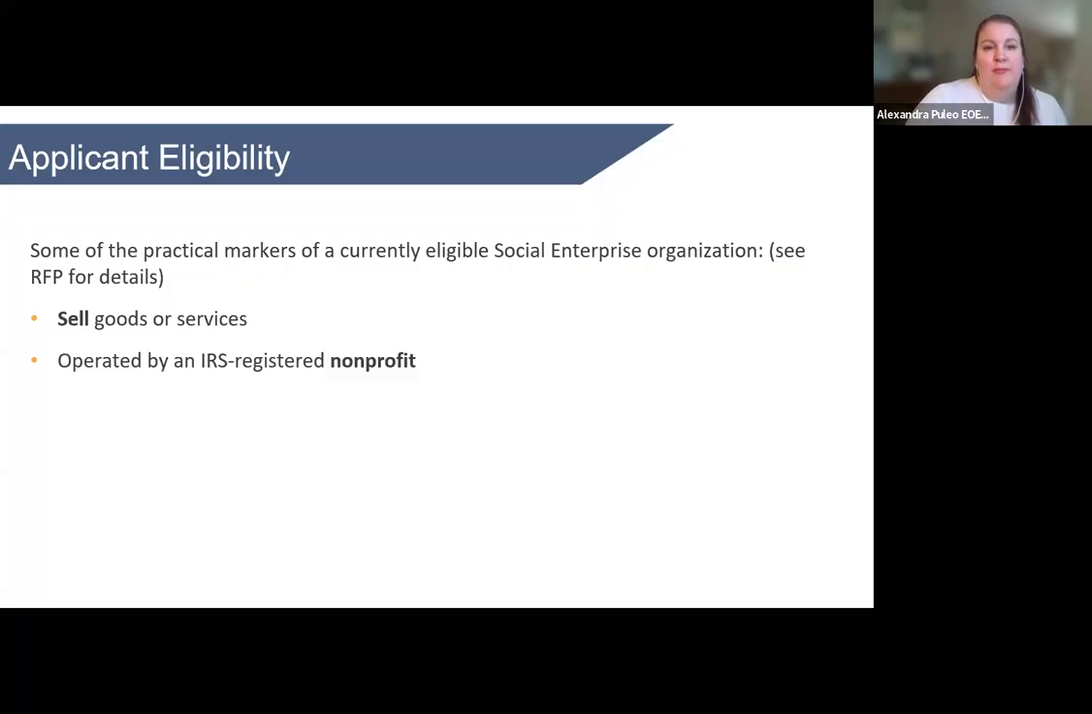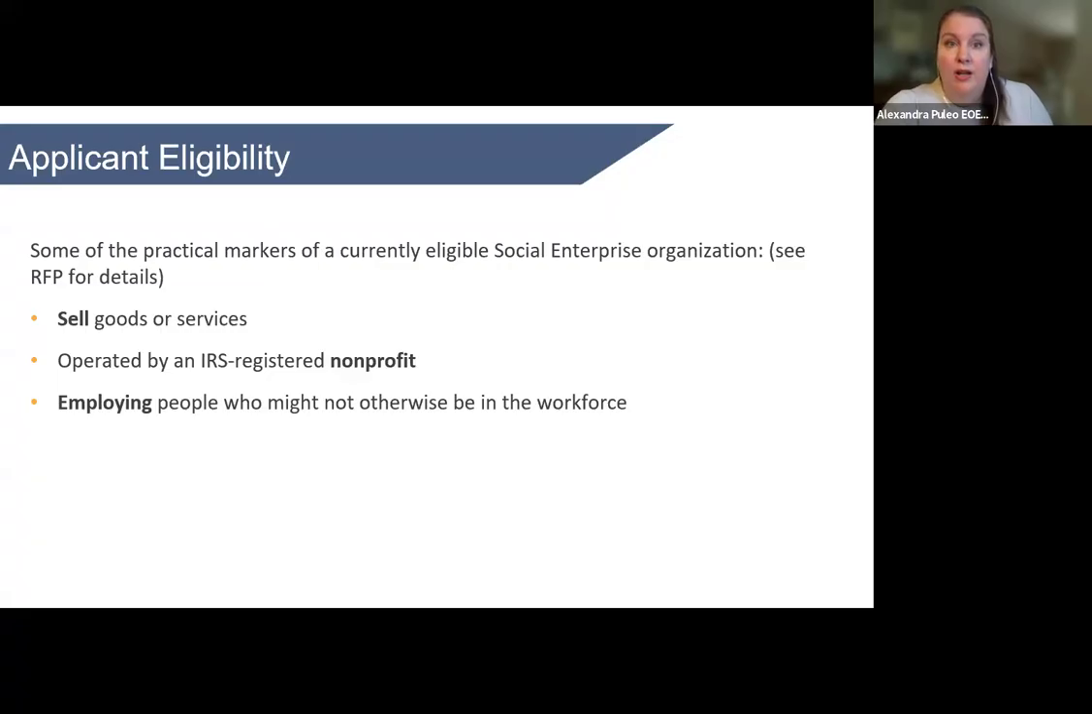The applicant organization must be an IRS registered nonprofit. So you have an IRS determination letter that says that you are a nonprofit organization. You must be employing people who might not otherwise be in the workforce. So not just training, not just working with, not referring, but actually employing people who might not otherwise be in the workforce.